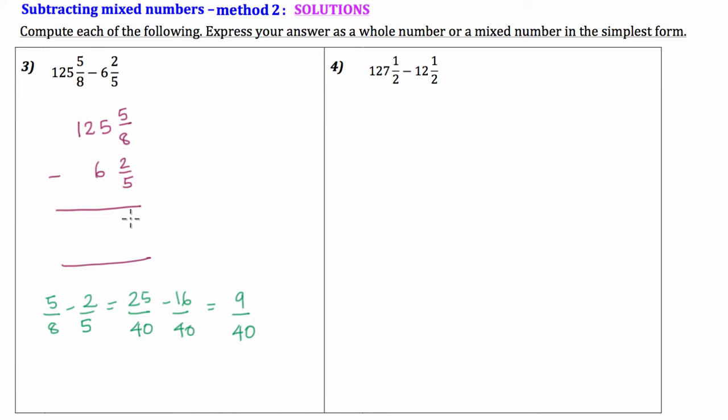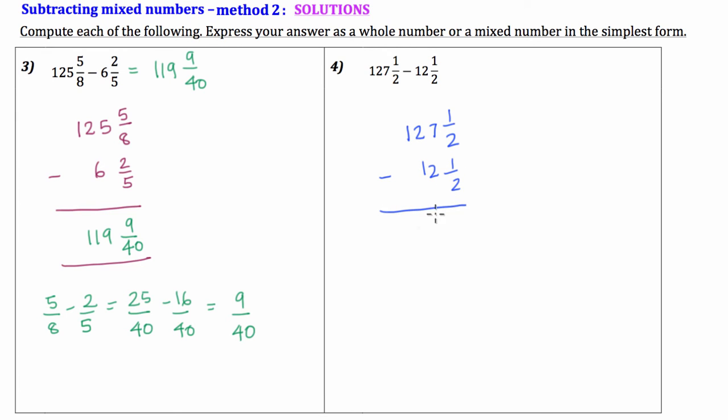So this is 9/40, and 125 minus 6 is 119. So the answer to this is 119 and 9/40. The next problem is 127 1/2 minus 12 1/2. So let me first stack the two numbers.